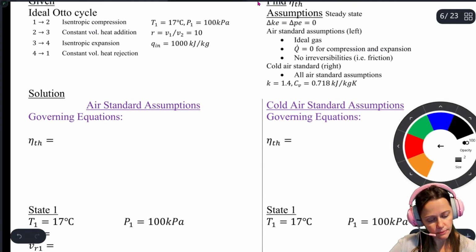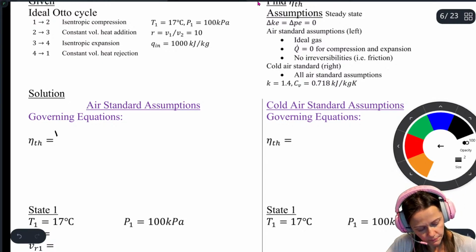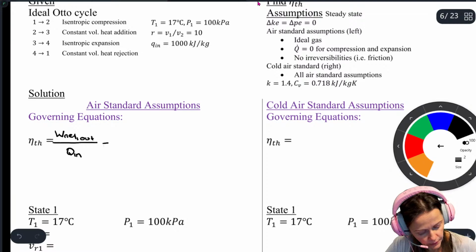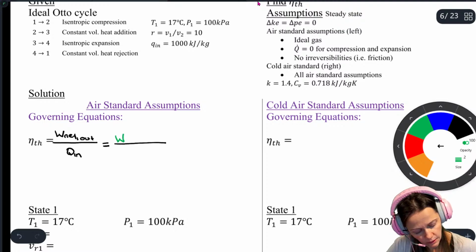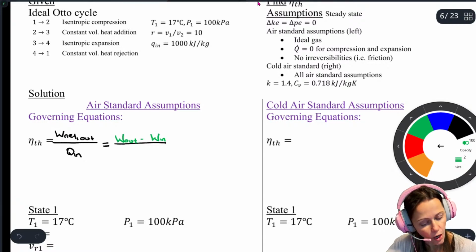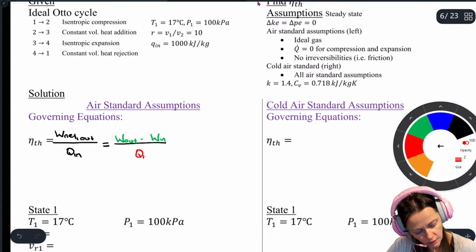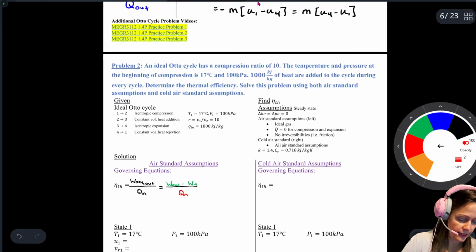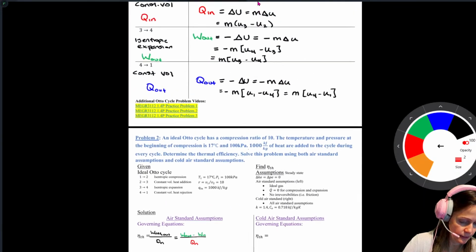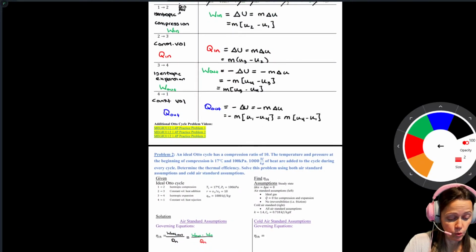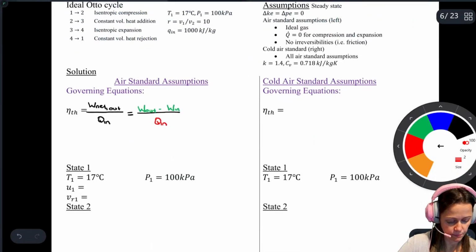All right, so it is your work net out over your Q in. And that would be any work out minus any work in over your Q in. And we've just defined that stuff up here. So I've got an equation for work in, work out, and Q in, and that's what I'm going to put things in terms of. Okay.